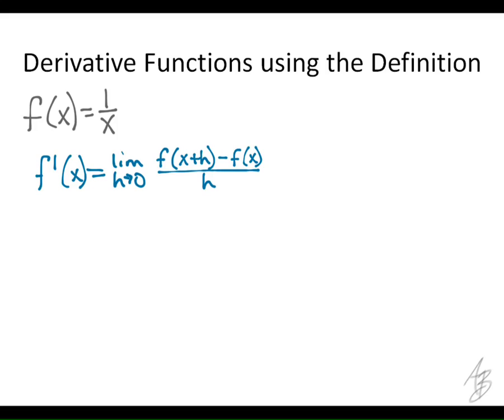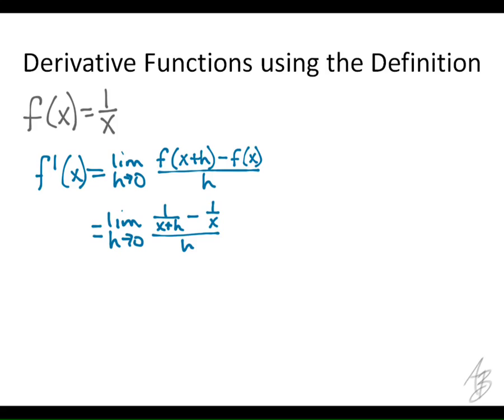So in this particular example, since f of x is 1 over x, this will equal the limit as h approaches 0 of f of x plus h would be, if we put x plus h into the function here, what do we get? 1 over x plus h minus 1 over x all over h. Okay, again, if we tried direct substitution here, we would get 1 over x minus 1 over x, which is 0, over 0. It's not going to work. We have to manipulate.